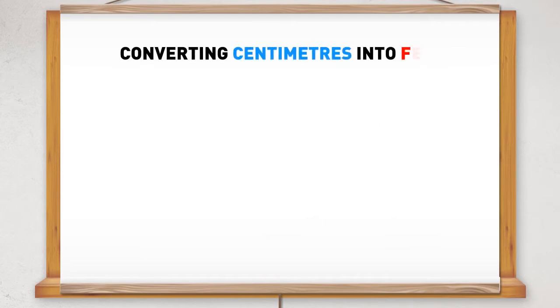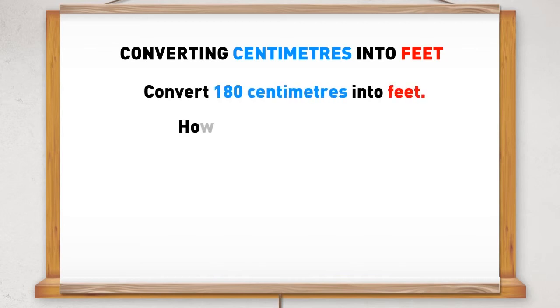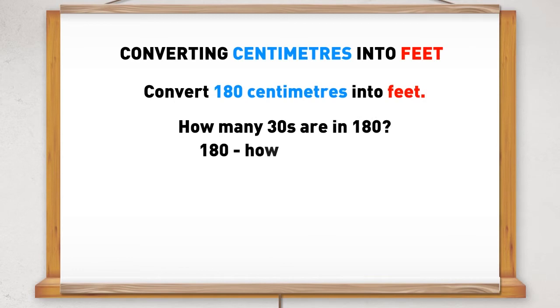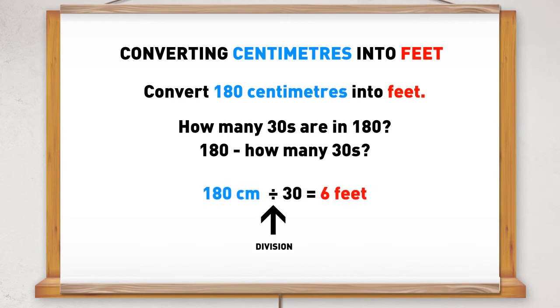If we know how many centimetres we have and want to know how many feet it is, you divide by 30. So if it is 180, what we are saying is how many 30s are in 180. How many of one number fits into another number is always a division.